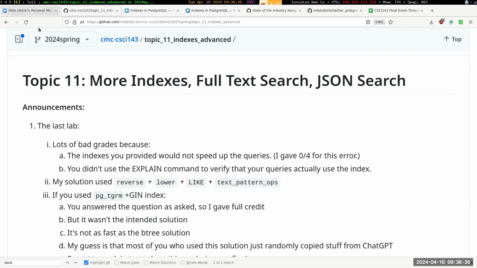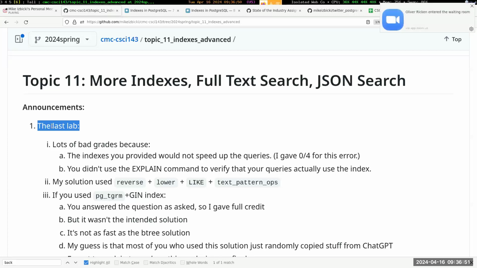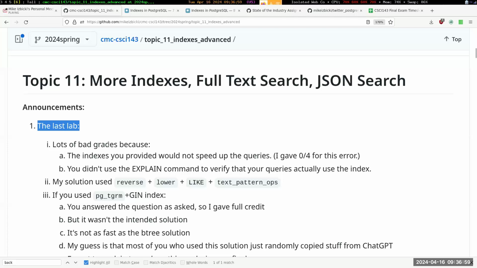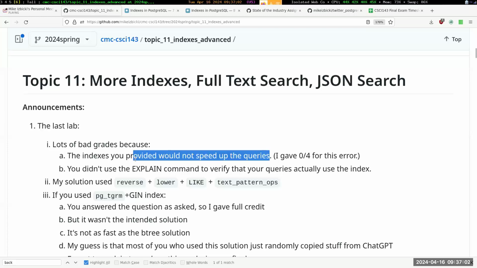A couple of announcements here before we get into the last little bit of material today. So the first announcement here is your last lab, the one that was on Friday. Most labs, there are lots of good grades. The last lab, though, had a lot of poor grades in it. And I guess the main cause of this is that a lot of students submitted a combination of an index and a query that did not speed up. The query might have been correct, but the index did not speed up that query.